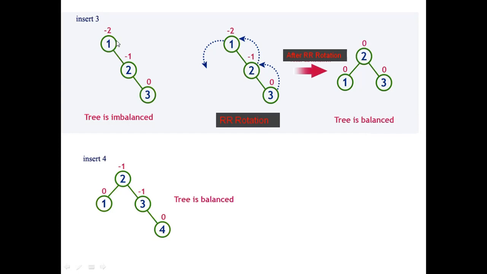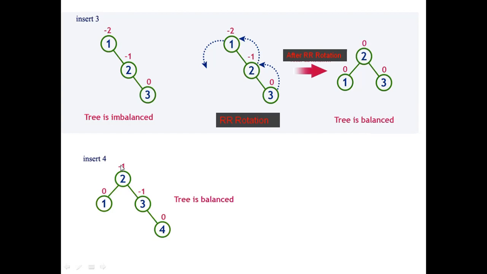Single rotation is applicable. The node which has the unbalanced factor value, we are going to move that one itself. Okay, so we are going to move this one, and after the RR rotation, we'll have this one. Good. Now again we'll have to insert 4.